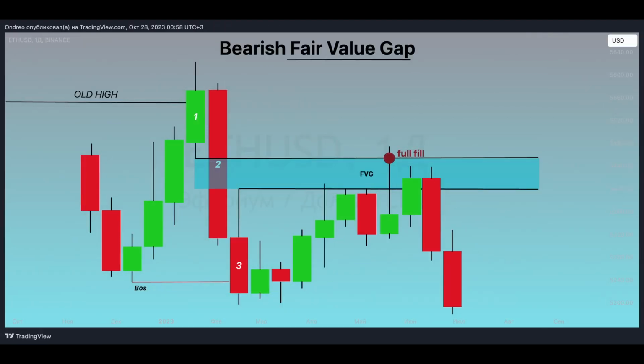I will immediately answer a popular question. When does the imbalance lose relevance? After the price has fully reached the top of the imbalance, we can no longer expect a reaction from it. Such pricing is called a full fill.